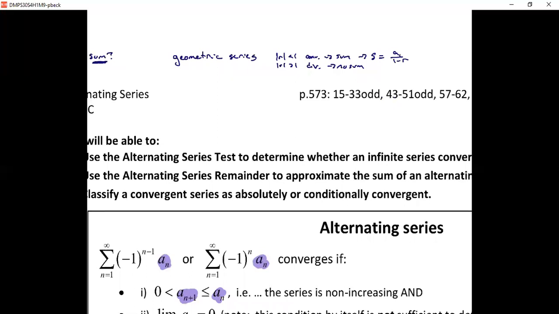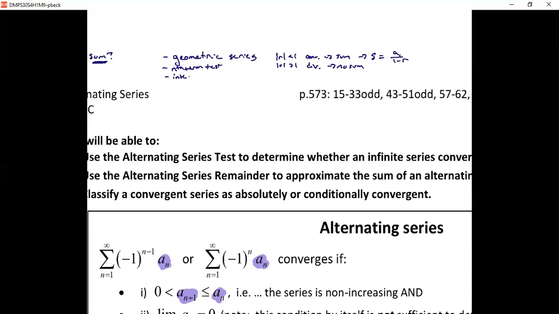After we talked about geometric series, we said, okay, we do have a specific test that tests for divergence. That would be the nth term test. So if the nth term is not 0, then we know that we have to have divergence. Then we talked about the integral test.